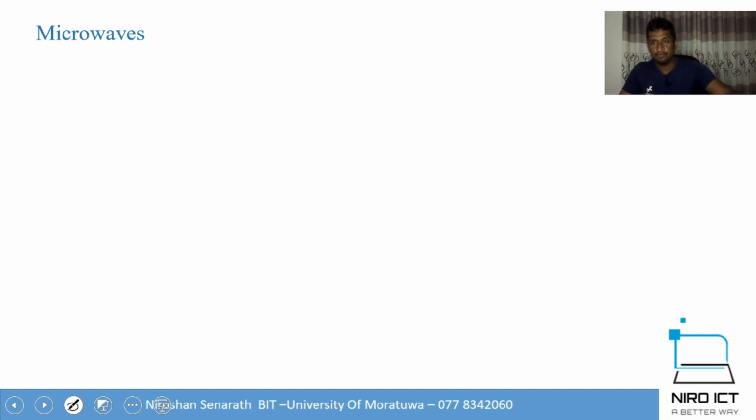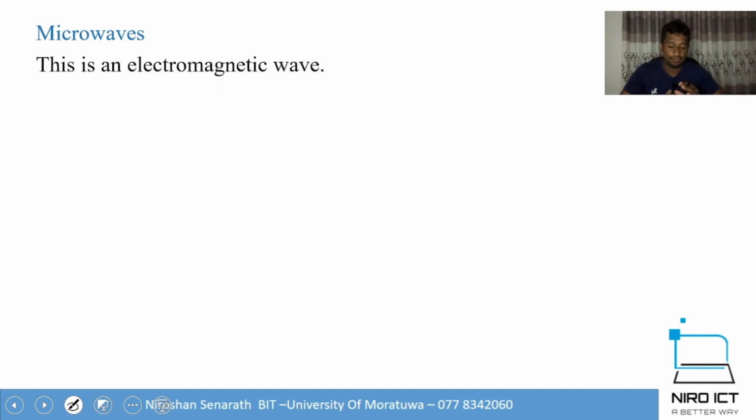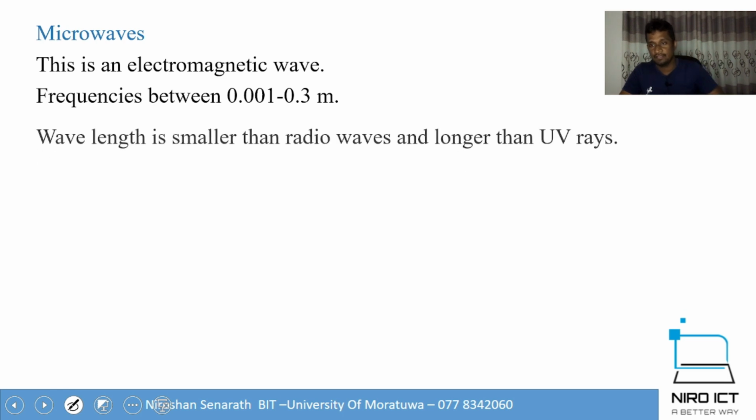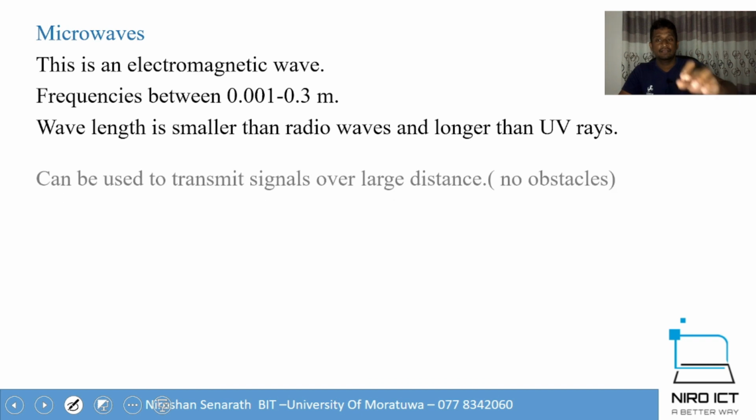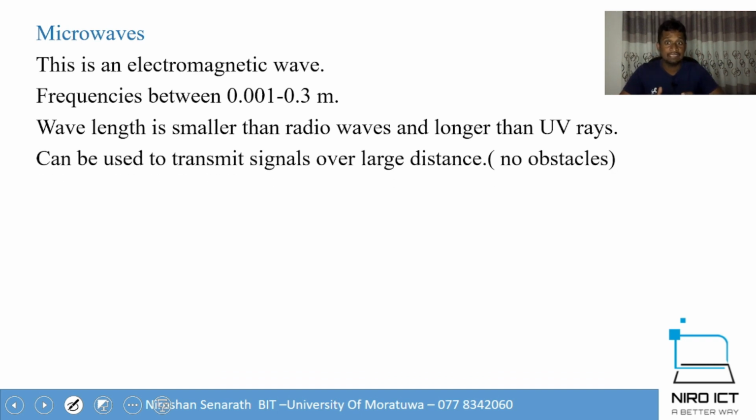But microwaves are not like that. This is an electromagnetic wave. Like I mentioned for radio waves, this is also electromagnetic. But the wavelength is between 0.0012 and 0.3 meters, right? It's another thing. Wavelength is smaller than radio waves, but longer than UV rays, right? So it can be used to transmit signals over large distances, more than 3,000 kilometers. We can transmit the data.